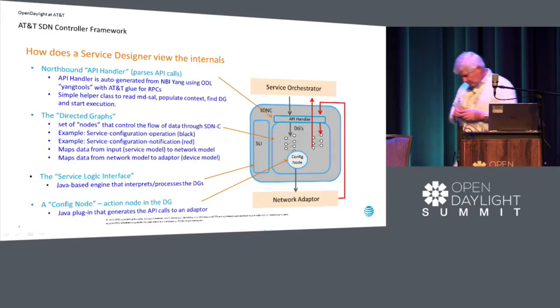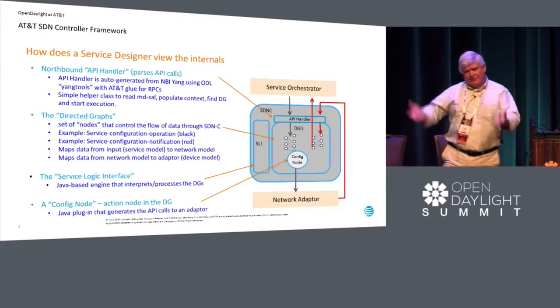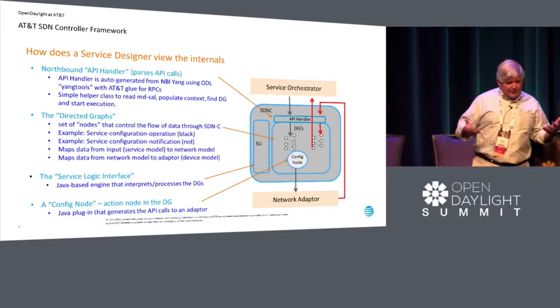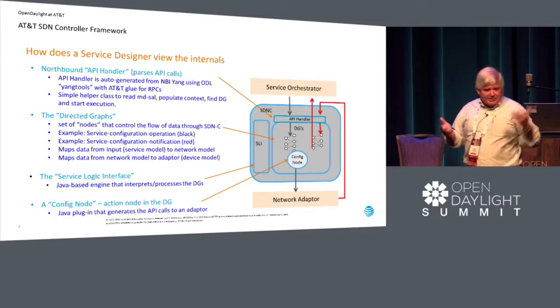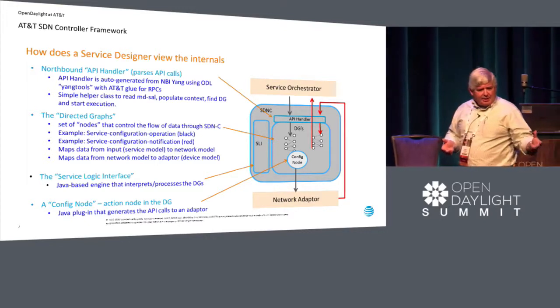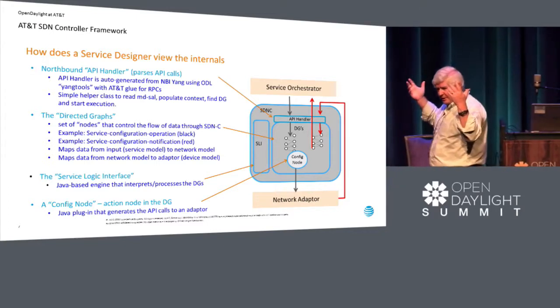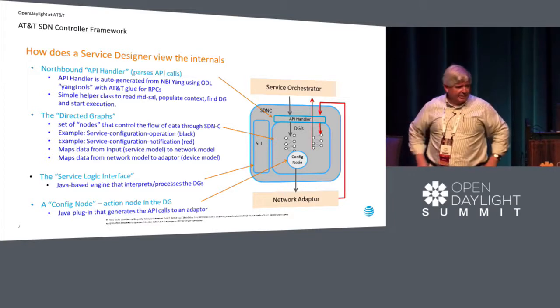Okay. So let's talk about what it looks like inside to a service designer. What do they care about? There's really only four things they care about. They think of the northbound API handlers: I get a Yang model, I define RPCs in that Yang model, and it will auto-generate my northbound API. I don't have to worry about it. I don't have to write code. Yang model, boom, now I have a northbound RPC.